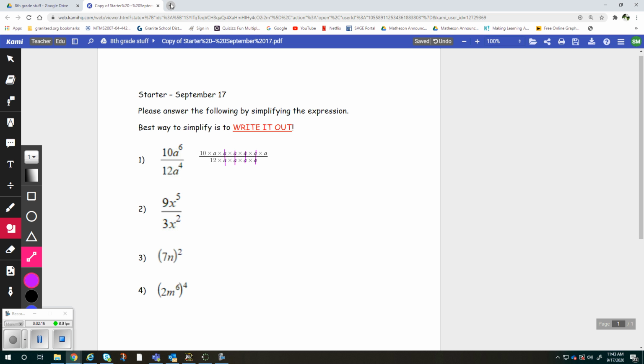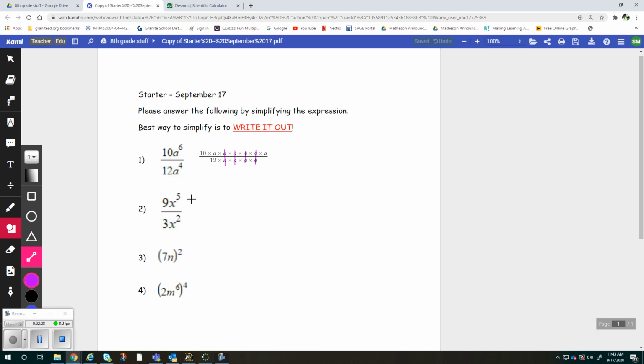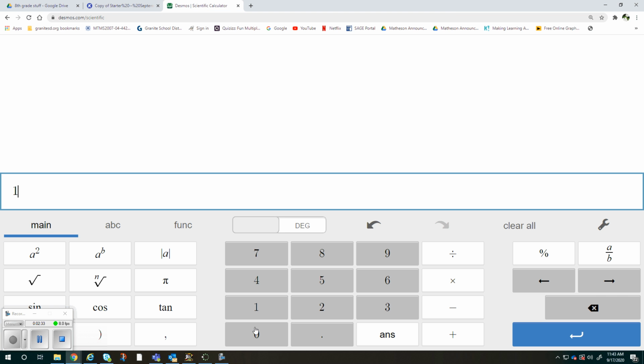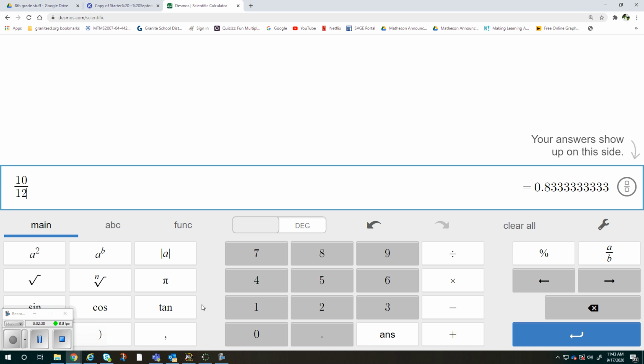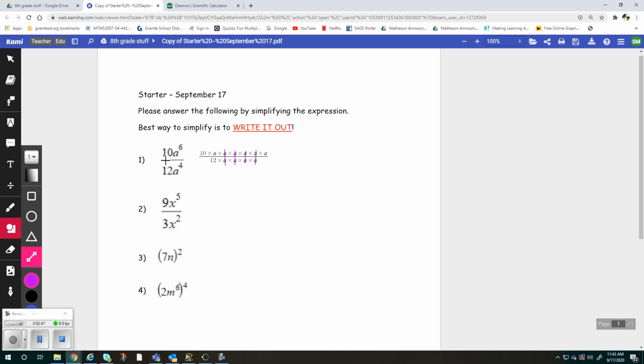I'm going to go ahead and pause and open my Desmos calculator. So you won't know, but I'm going to be gone for a second. Okay, so you didn't know, but now I'm back. I'm going to do that 10 over 12 right here, and I'm going to simplify that. You should know how to do this without the calculator, but many of you do not. So I just did 10 divided by 12, and it gives me the decimal value, but if I click on that fraction, it gives me the simplified version. That's 5 over 6.